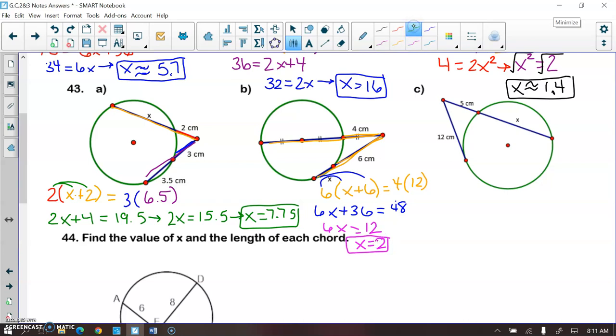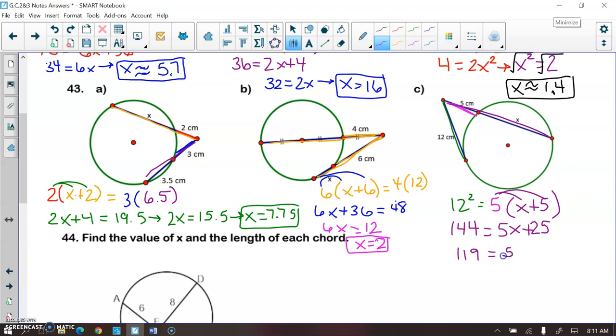My next one, I have a tangent and a secant. So my tangent squared is equal to the outside of my secant times my whole secant. Subtracting. And dividing, I get x is equal to 23.8.